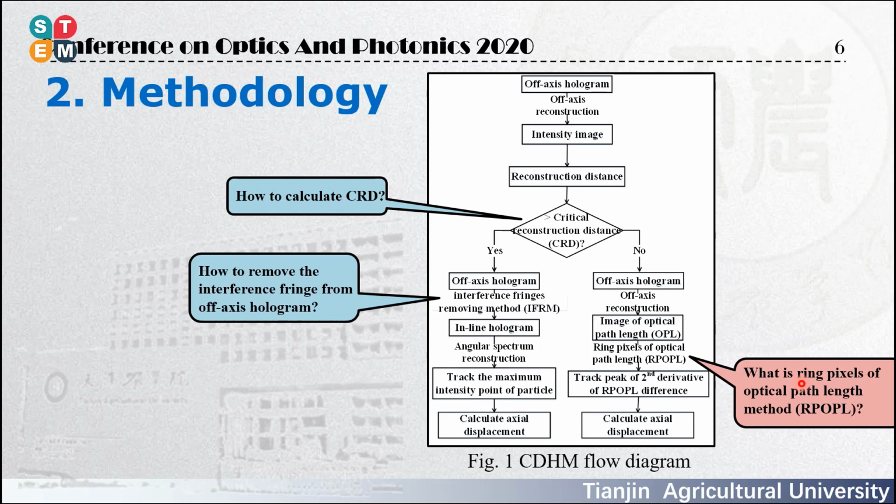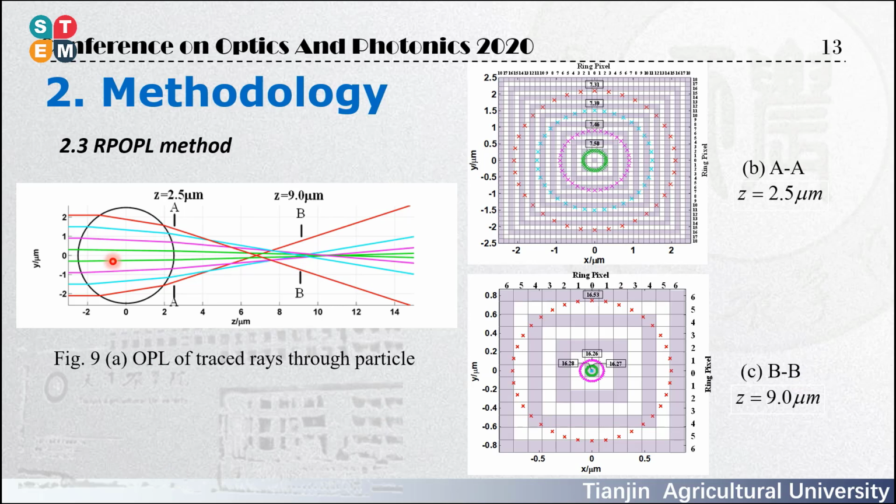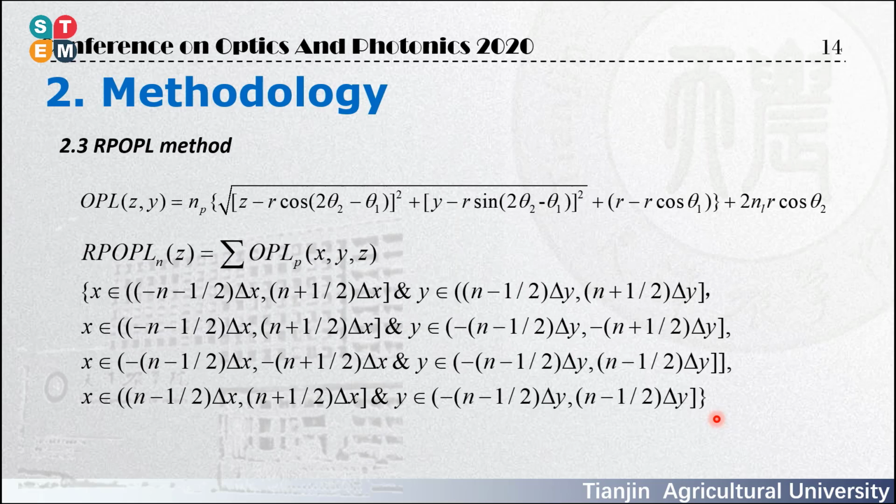Then we solve the third question. What is the RPOPL? And it is also the question of how to improve the off-axis DHM resolution. Figure 9a shows the optical path length of traced rays through the particle. In the AA section, the OPL value decreases as the incident angle increases. But in the BB section, as incident angles increase, the OPL value is not just increased nor decreased. Therefore, an inflection point must exist in the relationship of the OPL difference. Then tracking the displacement of the inflection point is to measure the axial displacement of the particle.